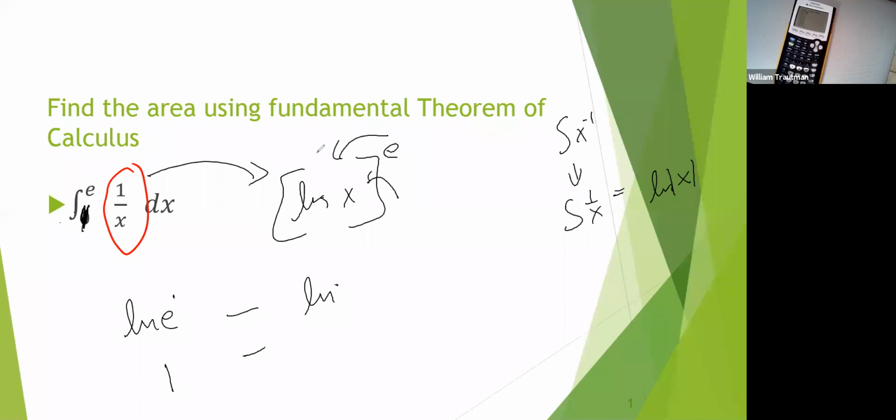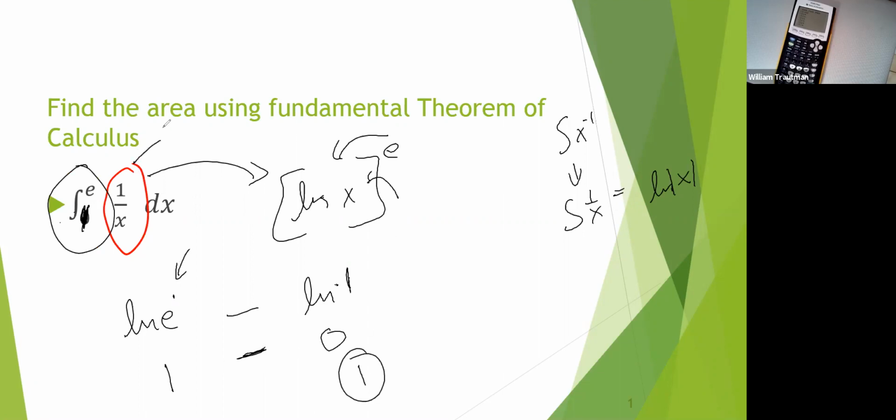We're going from 1 to e. So we plug e in first. We did that. Then you plug 1 in. And the natural log of 1 on your calculator is 0. That's where we get the 0. So this was wrong in the PowerPoint slide. And then 1 minus 0 does equal 1.